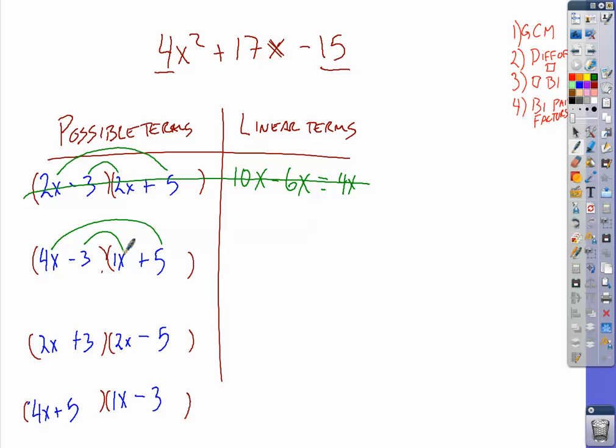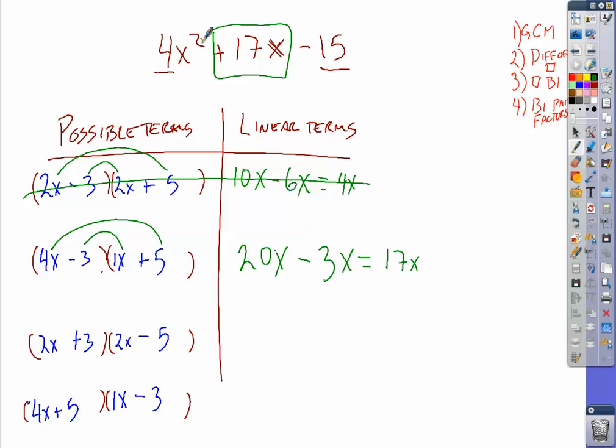4x times 5 is? That's 20x, isn't it? Okay. Uh-oh, I feel some. Negative 3 times x is? Uh-oh, check this out. 20x minus 3x is? And that's what we're looking for, isn't it? So we got really lucky, didn't we?